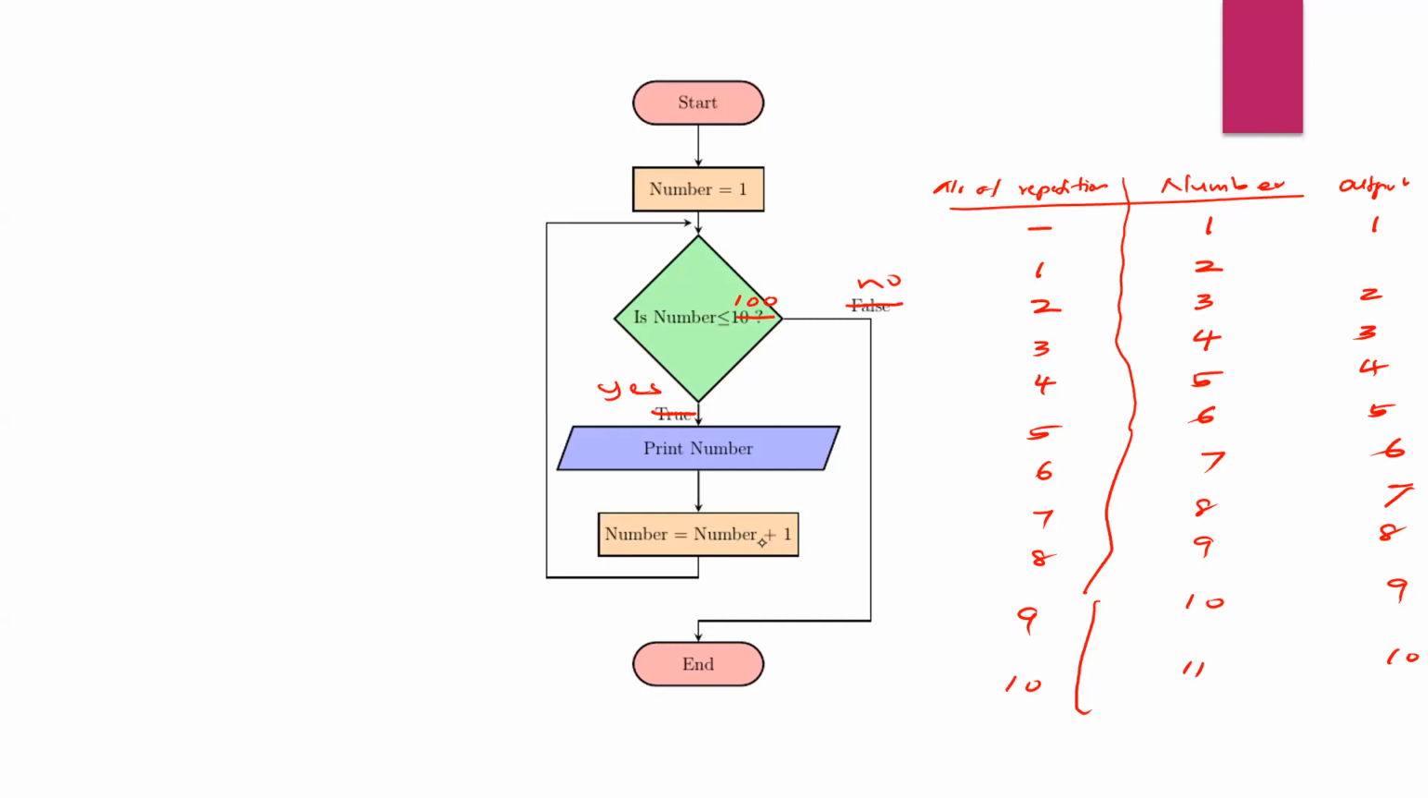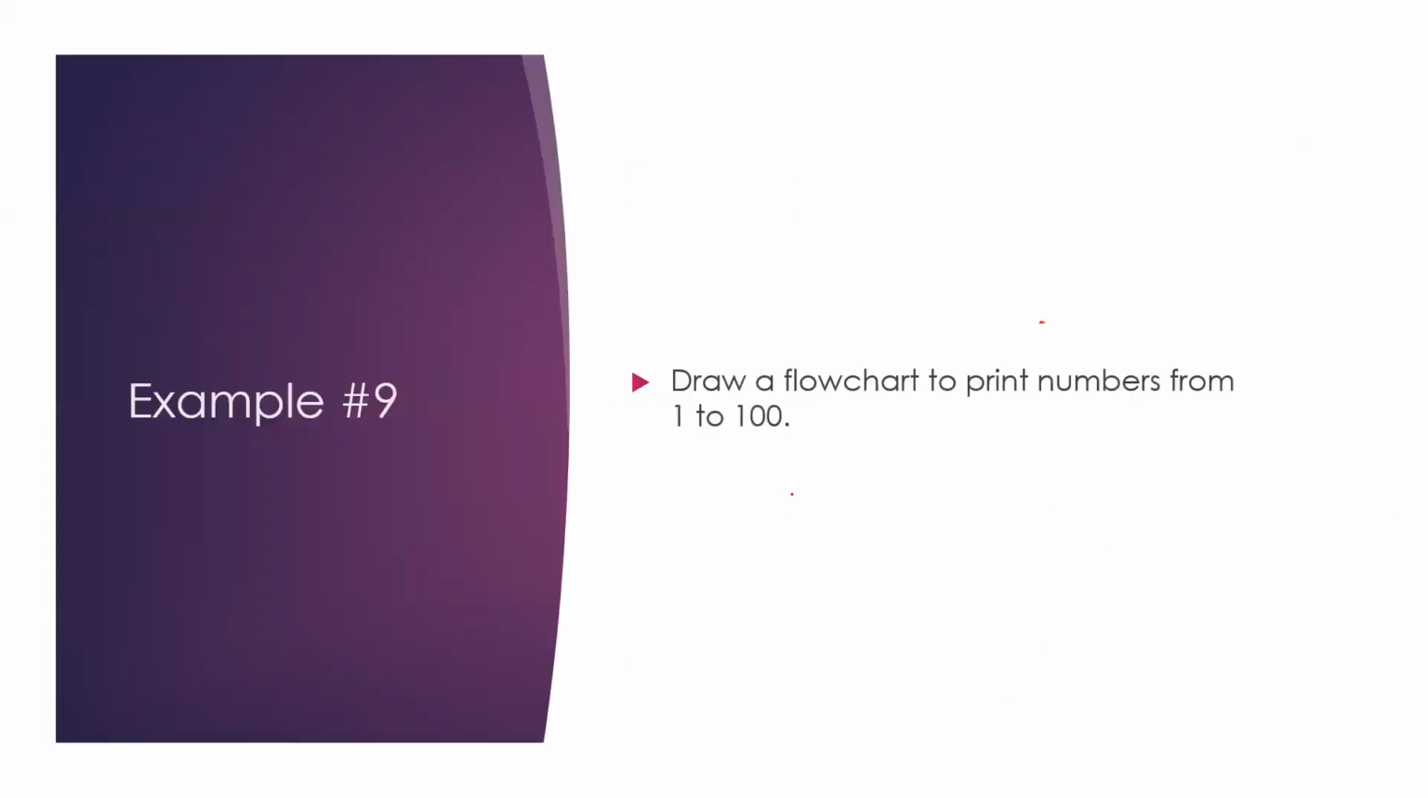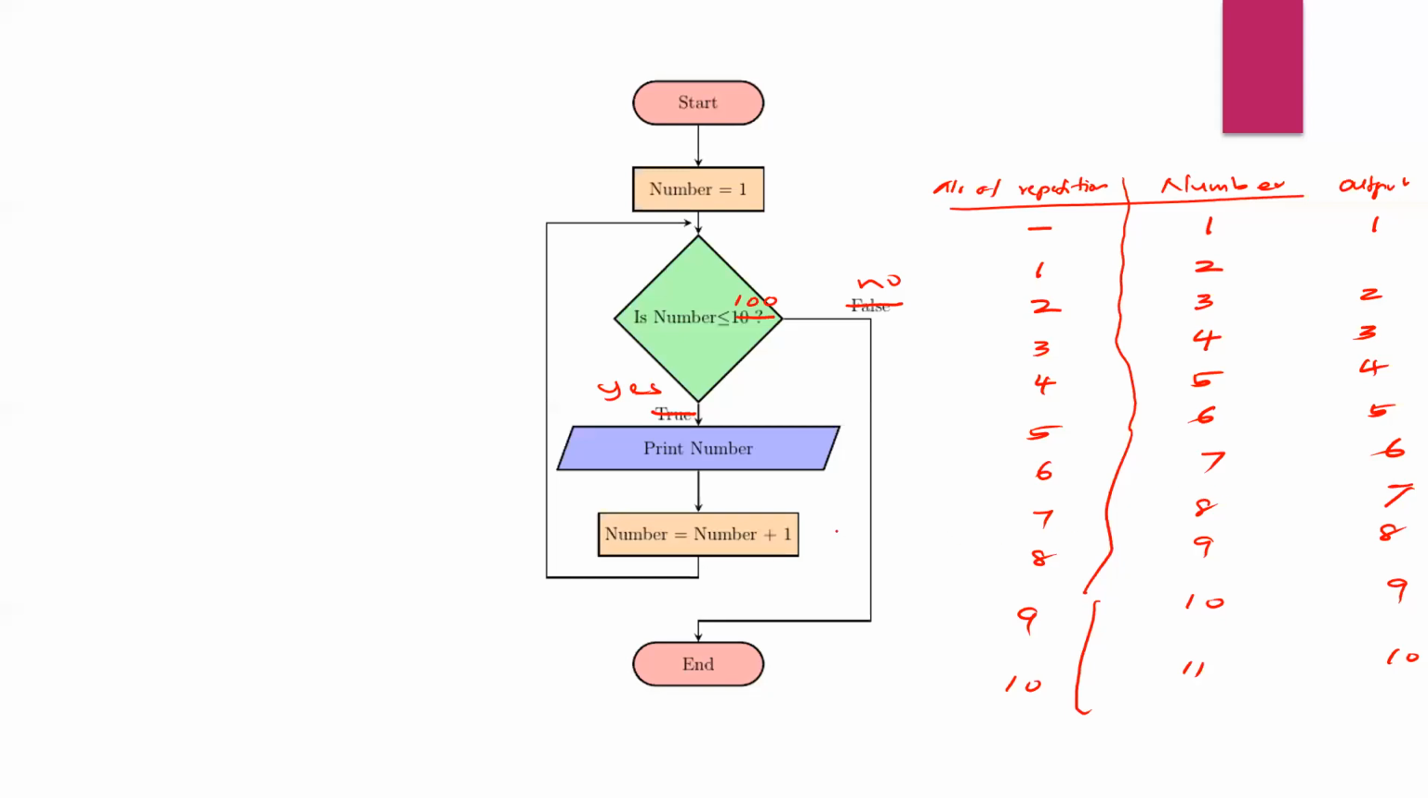Instead of putting number equals number plus 1, we can say number equals number plus 2. Instead of 1 we can put 2. Now what will happen? You start at 1. You are checking whether 1 is less than 100. Yes, print number. So it will print 1. Then the current value 1 plus 2, the number becomes 3. You go up.